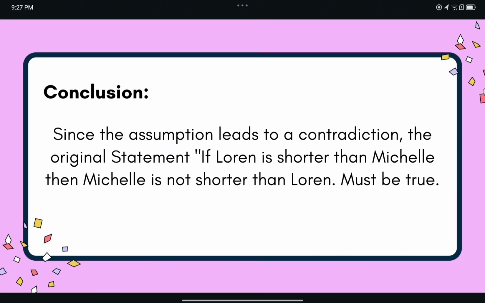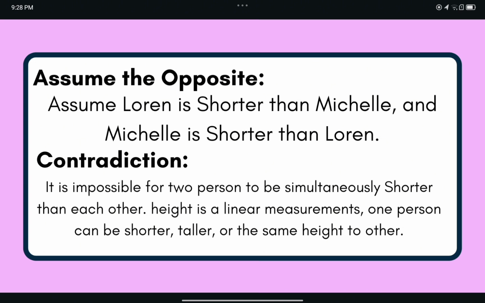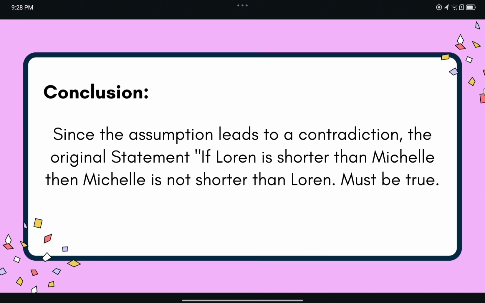The conclusion of this is, since the assumption leads to a contradiction, the original statement, if Lauren is shorter than Michelle, then Michelle is not shorter than Lauren, must be true. Because, like what I said here, one person can be shorter or taller. There's no person who has the same height as each other. So, yeah. I hope you understand how to use indirect reasoning and what indirect reasoning is.